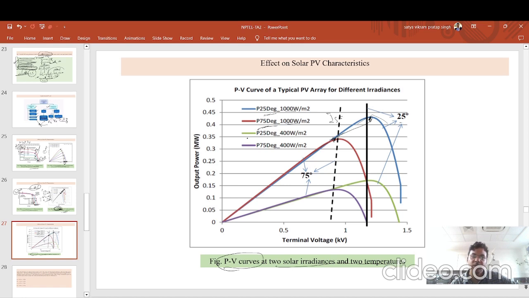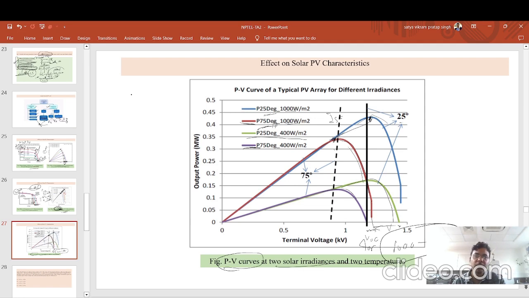If you observe this red and yellow curve, there is less deviation in the VOC. Why? There is a deviation but less deviation, because the temperature change is not very high. If you see the red color and the purple color curve, here the VOC changes very little, but the ISC will be high. Why? Because at constant temperature the irradiance got changed from 1000 to 400.